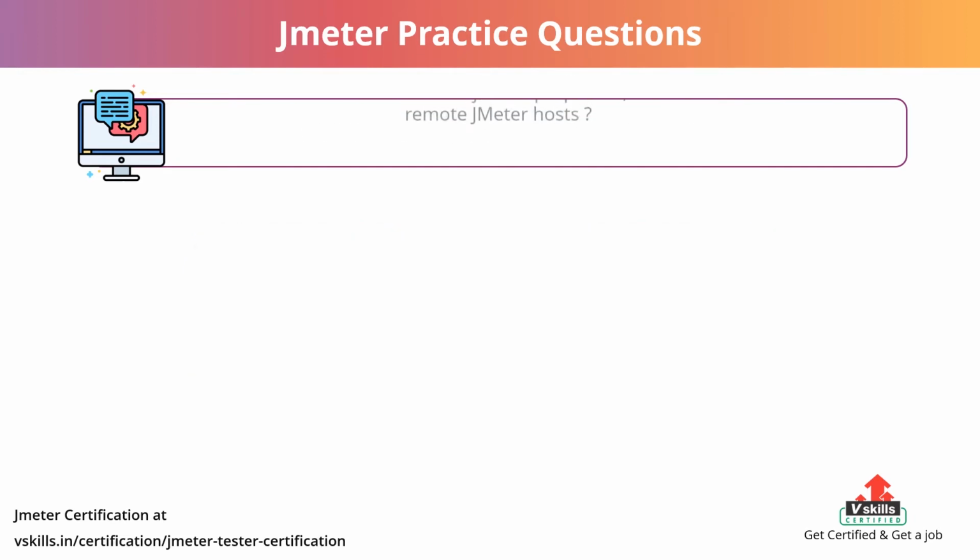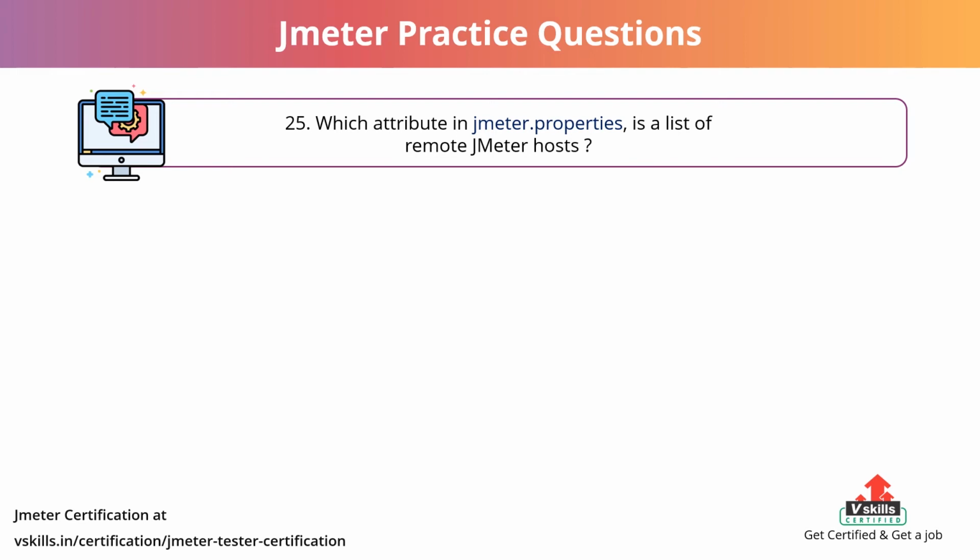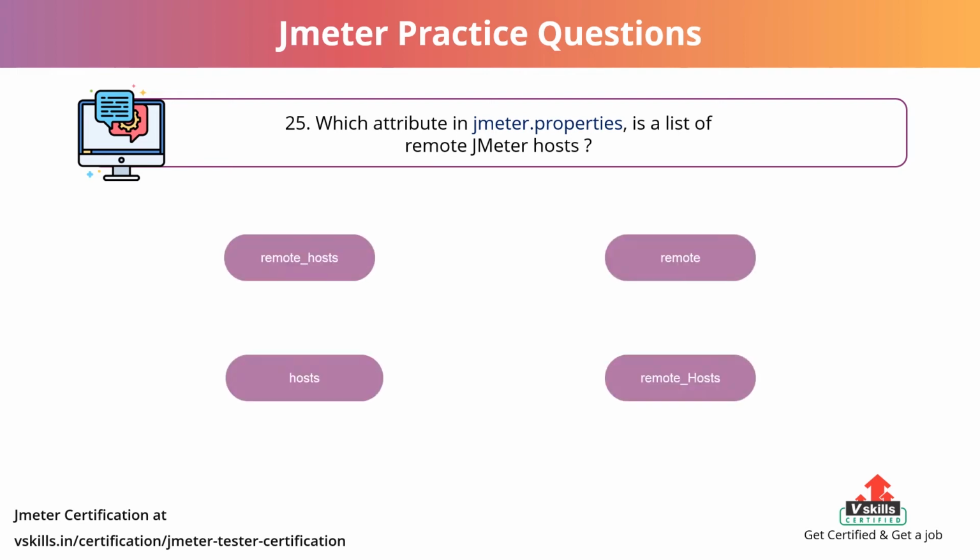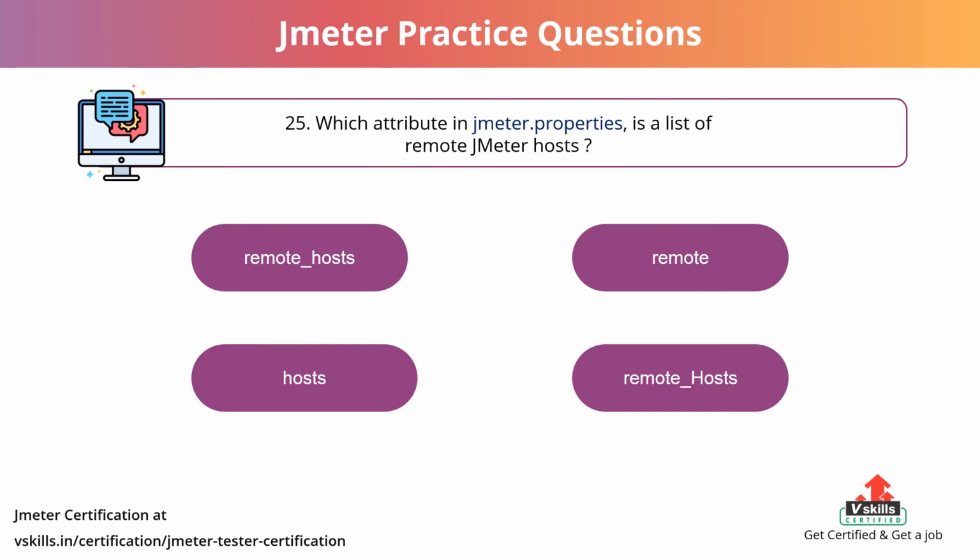Question number 25. Which attribute in jmeter.properties is a list of remote JMeter hosts? The options are A. remote_hosts, B. remote, C. hosts, D. remote_hosts. The correct answer is option A.